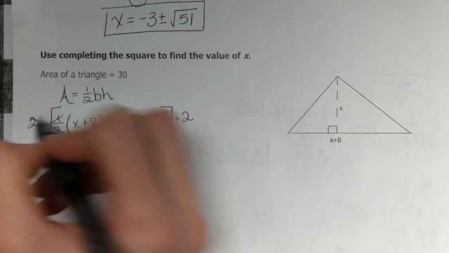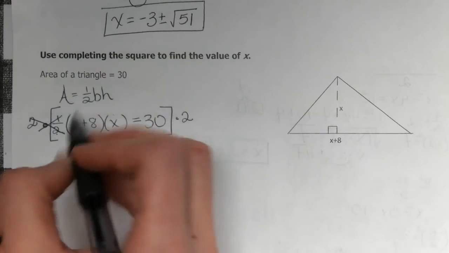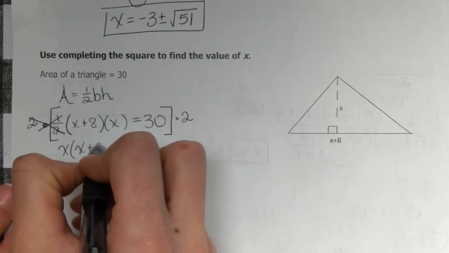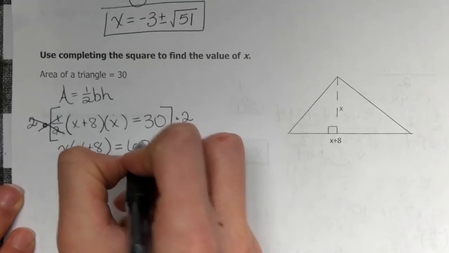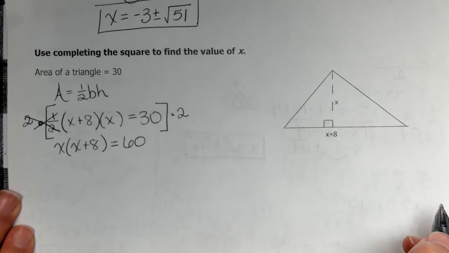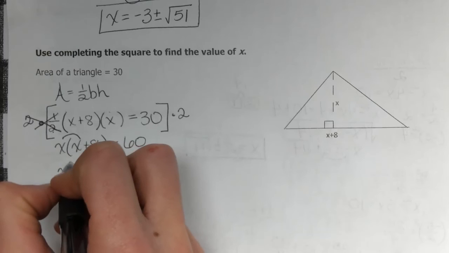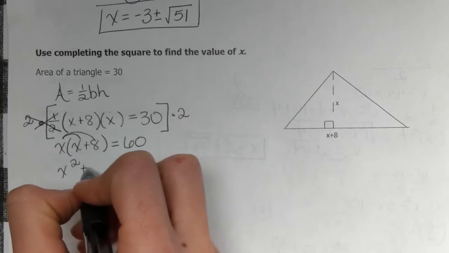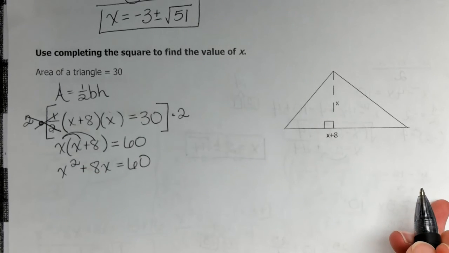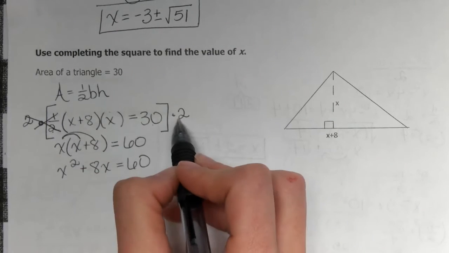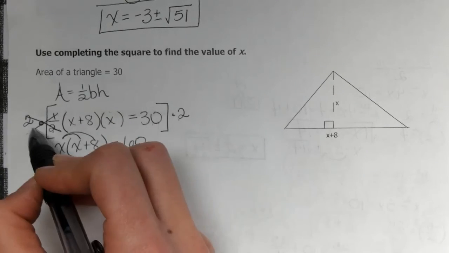That's going to allow me to get rid of the fraction on the left side, and I'm going to rewrite x times x plus 8 equals 30 times 2 is 60. So x times x is going to give me x squared, plus x times 8 is 8x, equals 60. Where did you get the 60 from? 30 times 2. You multiply the entire equation by that 2 to get rid of that fraction.